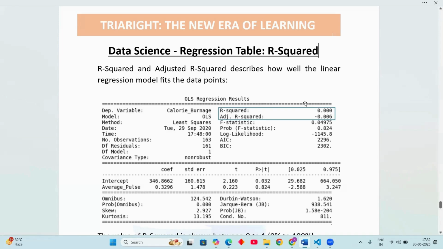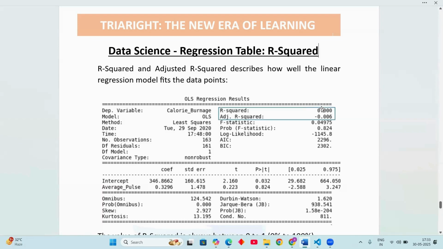In the case of R squared equal to 0, that means the independent variable does not explain any variance in the dependent variable. In the case of R squared equal to 1, it means the independent variable perfectly explains the variance. So it depends on how well the regression model fits the analysis.